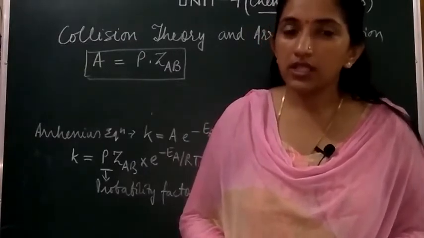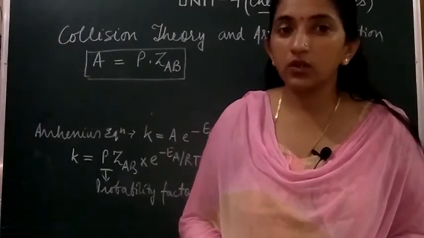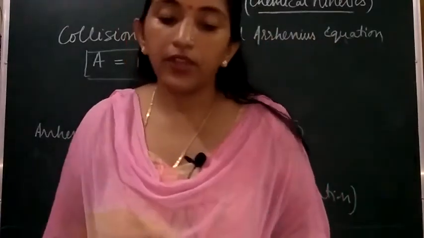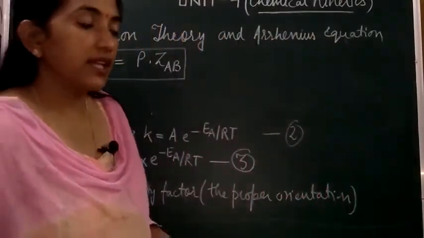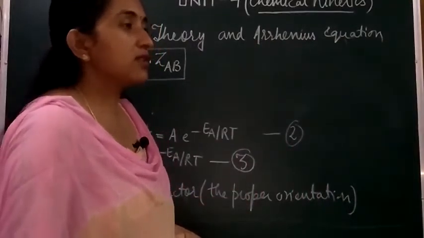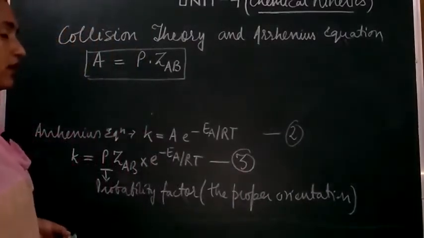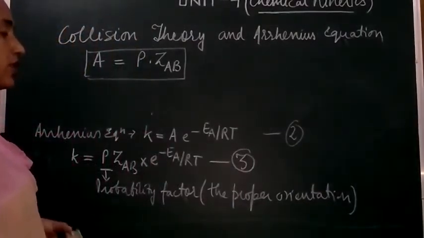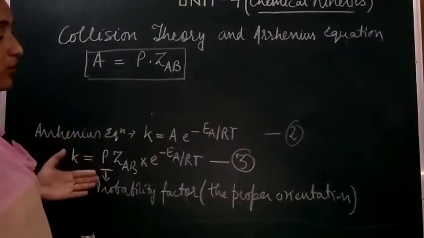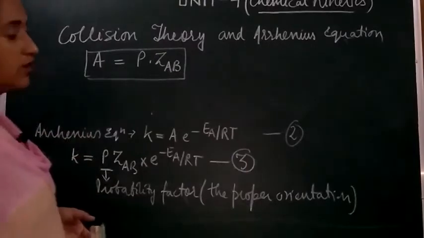So the collision theory explains the rate of the reaction, or the formation of the product, that it will depend upon the activation energy, as well as it will depend upon the probability factor, that is the orientation barrier.